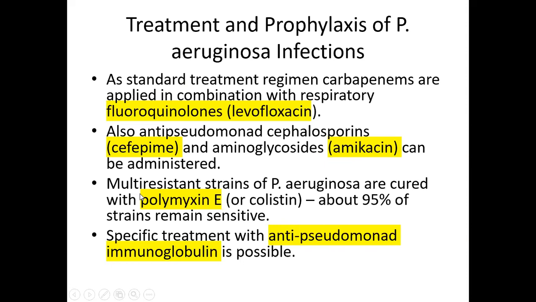Treatment. As a standard treatment regimen, carbapenems are applied in combination with respiratory fluoroquinolones, such as levofloxacin. Also, anti-pseudomonas cephalosporins, such as cefepime, and aminoglycosides, such as amikacin, can be administered. Multi-resistant strains of Pseudomonas aeruginosa are treated with polymyxin E, or colistin, as about 95% of strains remain sensitive. Specific treatment with anti-pseudomonas immunoglobulin is possible.